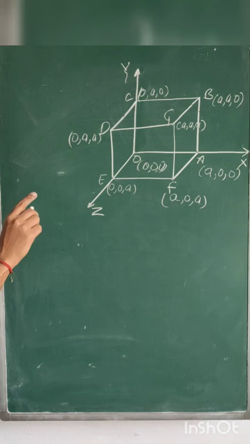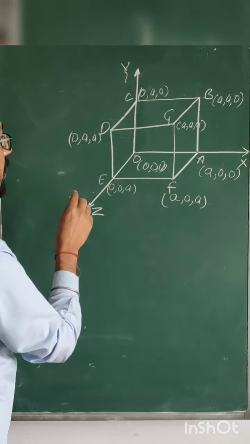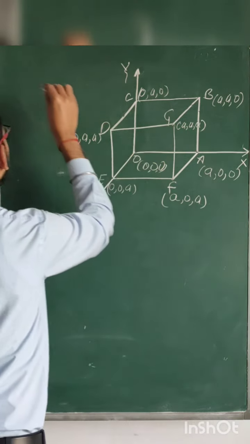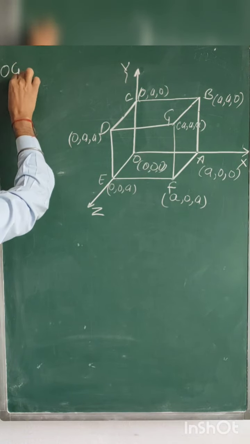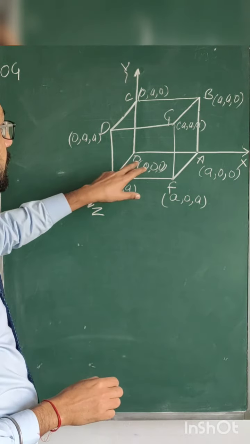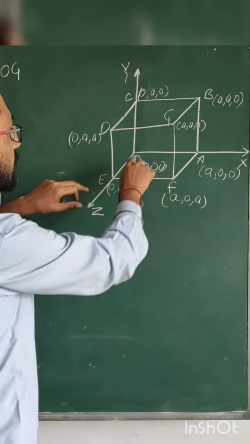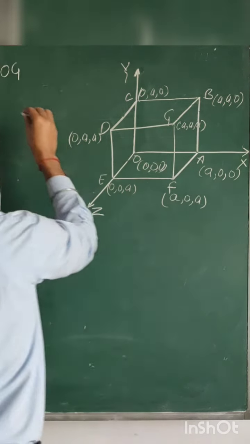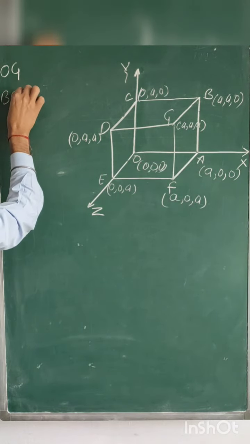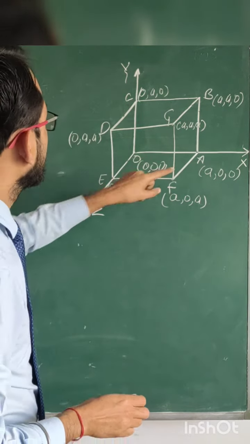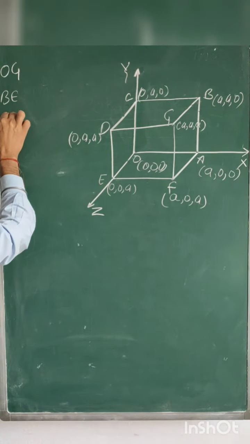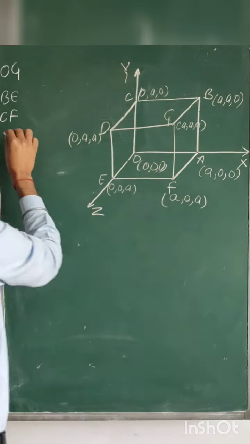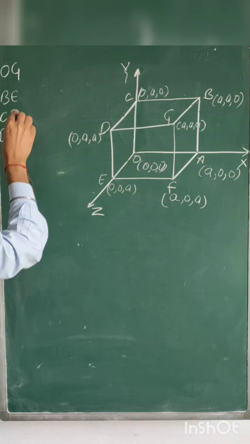Now we are going to find the direction cosines of the different diagonals. So first of all we need to think about the diagonals. The first diagonal will be OG. The next diagonal will be, when we are taking B, then it will be E. Then CF, and last will be DA or AD.